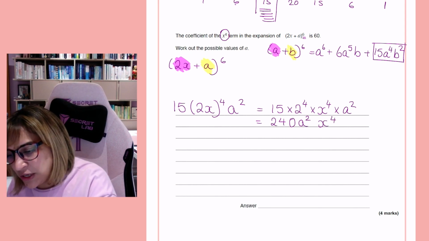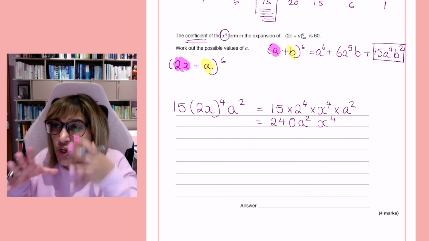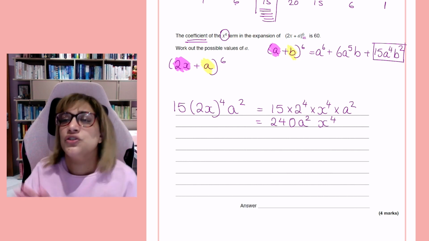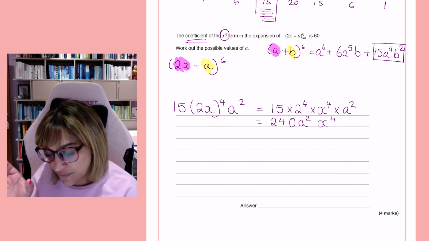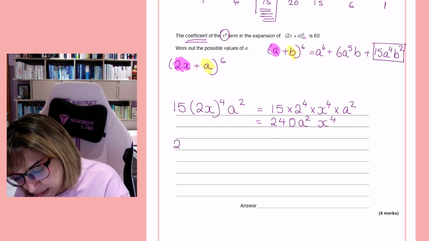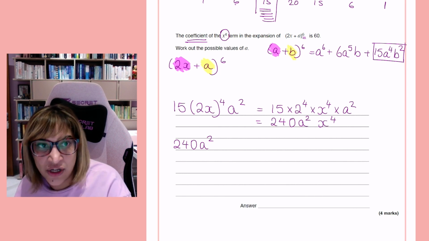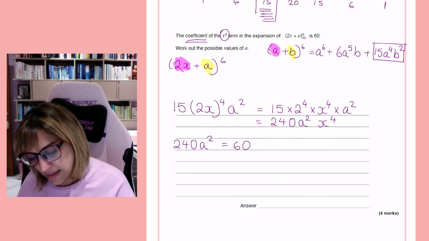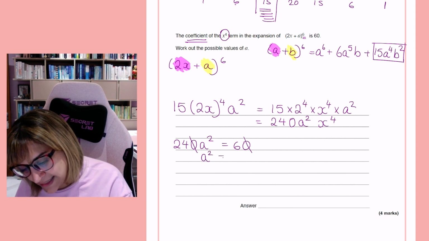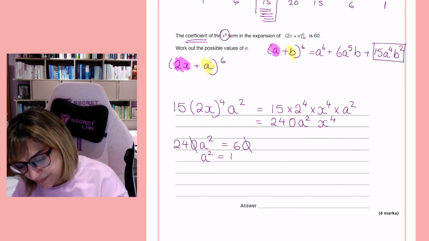So now what we're looking for is the coefficient. Remember, the coefficient is the bit in front of x to the 4, which is 240 a squared. So 240 a squared we know is the same as 60. Right, rid of our zeros. A squared is going to be 6 over 24, which is a quarter.